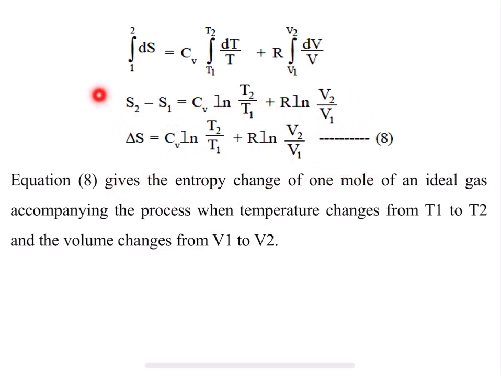If we write this change in entropy, S2 minus S1, as delta S, then delta S is the change in entropy. This is equation 8. Equation 8 gives the entropy change of 1 mole of an ideal gas accompanying the process when temperature changes from T1 to T2 and volume changes from V1 to V2. This is how we study the entropy change of an ideal gas with the variation of entropy with volume and temperature.